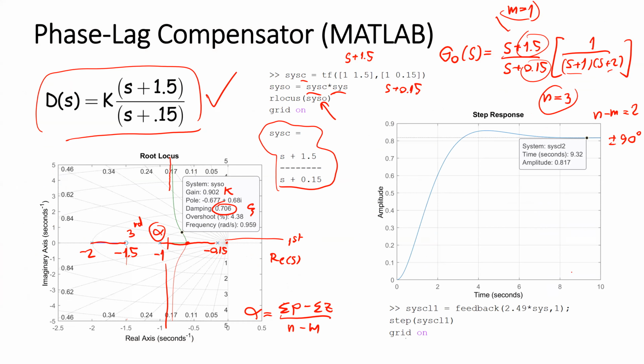So we see the MATLAB code to compose the closed loop transfer function. To compose the closed loop transfer function, we use the command feedback, and we use the gain that we obtain from the root locus, and we multiply by 6.